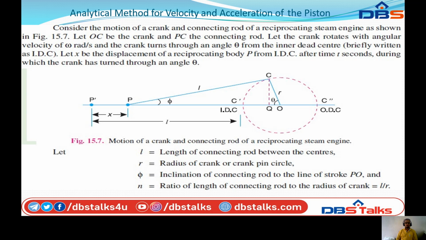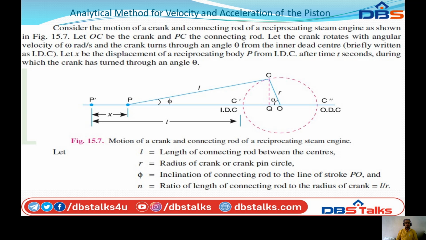So when it is moved to a certain angle theta with an angular velocity omega, let x be the displacement of the reciprocating body, that is the piston, from the inner dead center after t seconds, during which the crank has turned through an angle theta. Whenever the crank is turned through angle theta, the piston is also moved to a distance x in the time t. So that is the representation here.